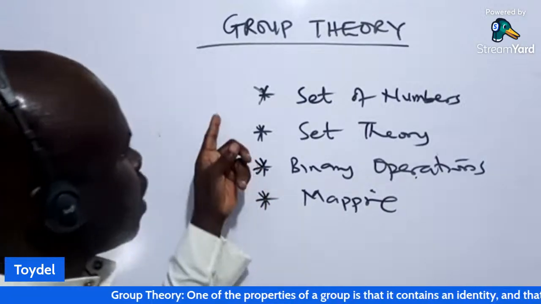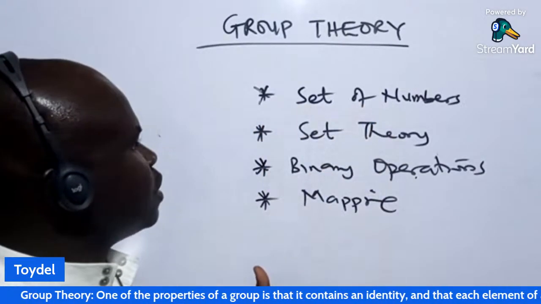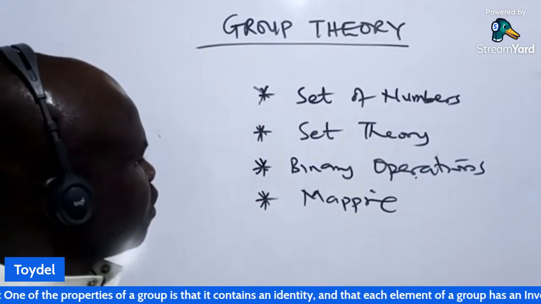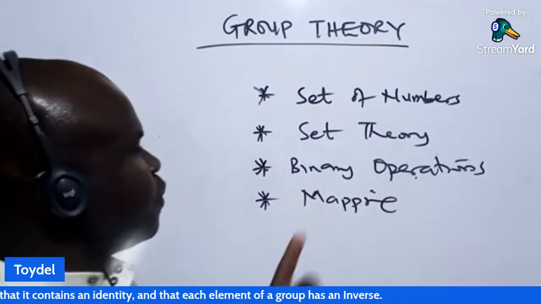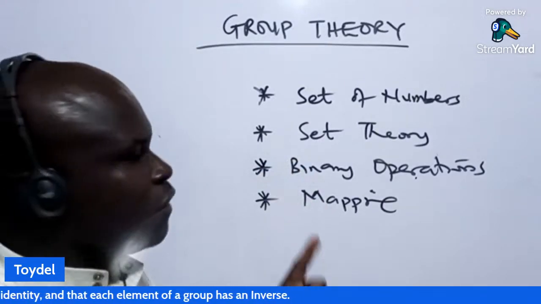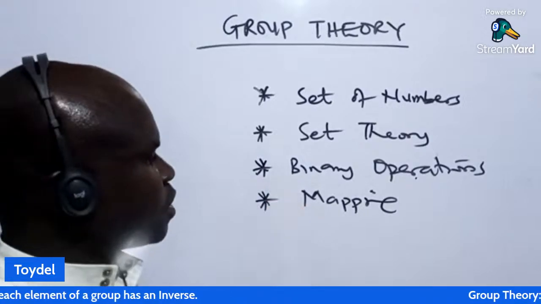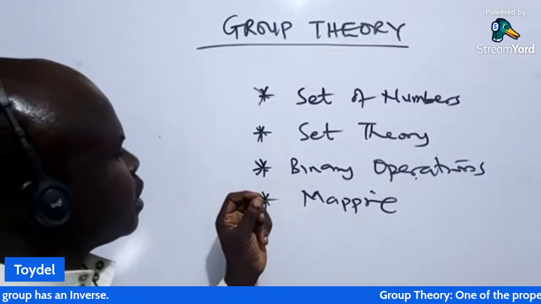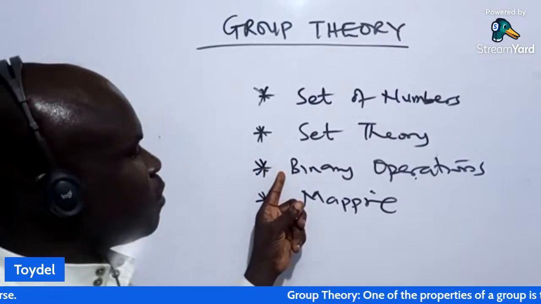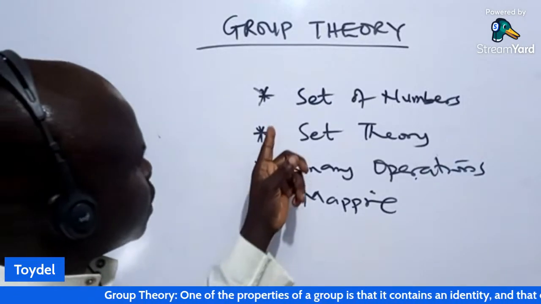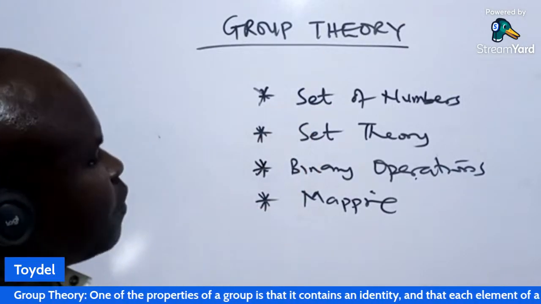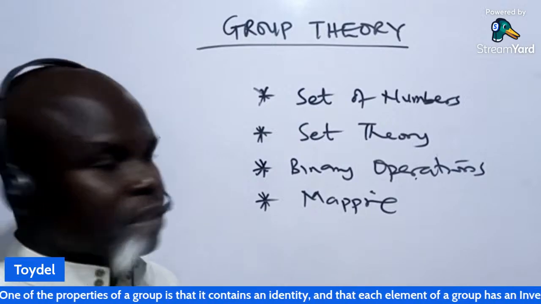If you want to know more about set of numbers, just check my video on set of numbers. If you want to know more about set theory, I have 2 videos on set theory. If you want to know about binary operations, check my videos on binary operations, then also mapping. For set of numbers, there are 6 set of numbers. Just go through what I've done there.